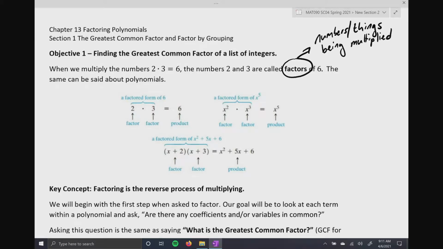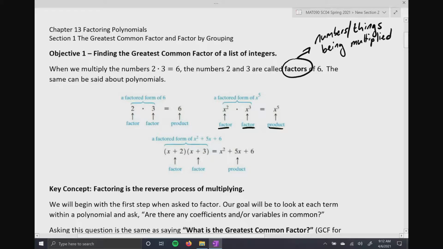All right. Now, the result is called the product. Now, I have 3 examples here. We'll start with the first blue one. 2 times 3 equals 6. We know 2 and 3 are called factors. The result is the product. You can also have a factored form, which is using variables. We know when the bases are the same and you're multiplying, you add the exponents, right? That's chapter 12 material. But more importantly, things that are being multiplied are called factors. The result is called the product.